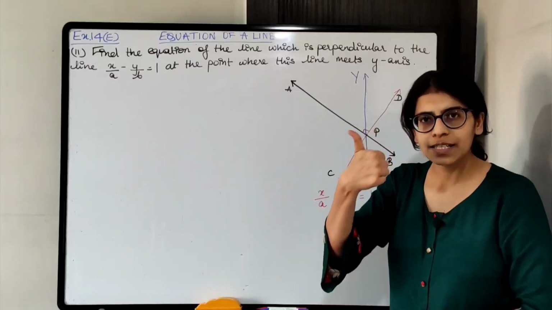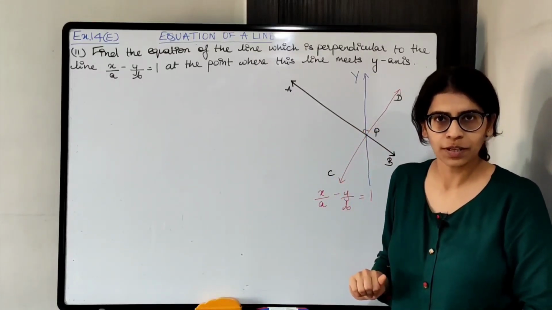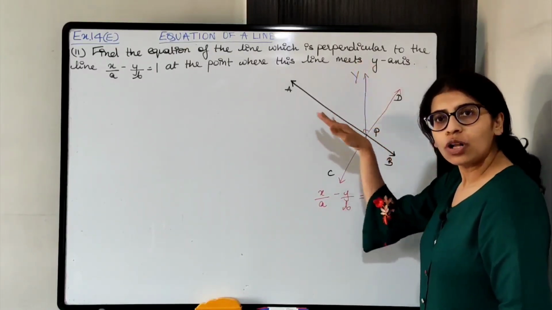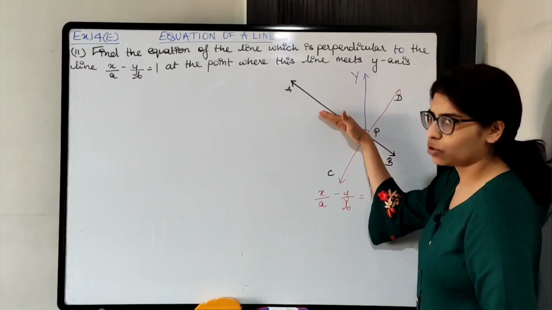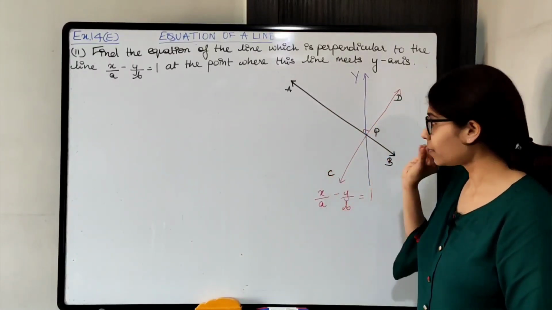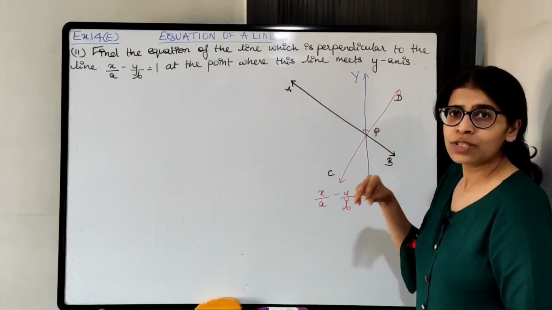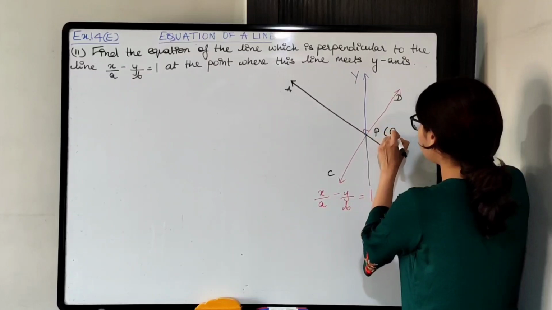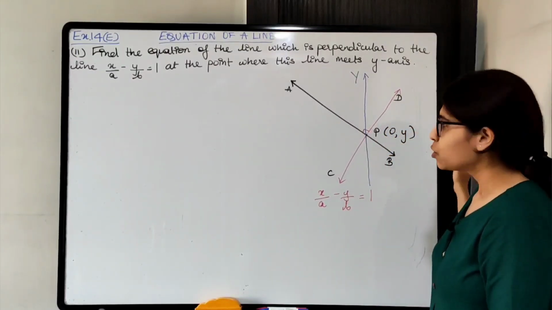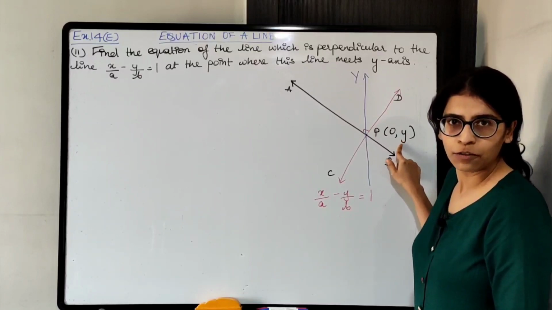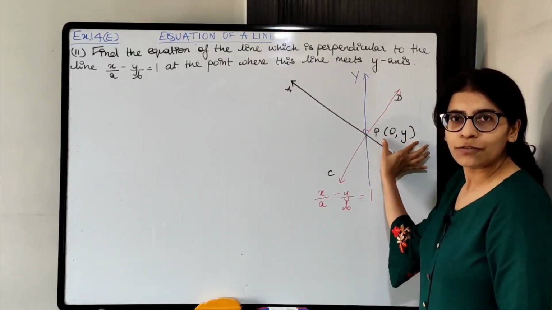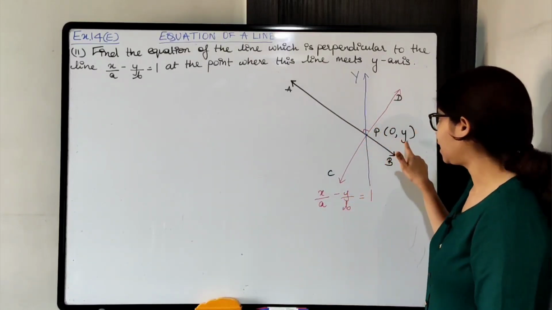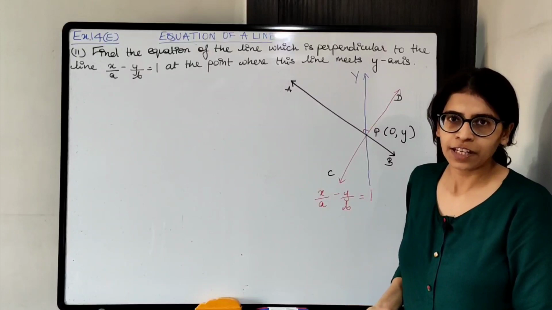For that we need slope and the coordinates of one point. Okay, so how will we find that? We know that P lies on all the three lines. It lies on y-axis also, it lies on AB also, it lies on CD also. Since it lies on y-axis, its x coordinate will be 0, right? So x coordinate will be 0 and it will have some y coordinate. So if I find the y coordinate of point P, I will have the coordinates of P, that is the point lying on AB. So I will have the coordinates of one point if I find the value of y.